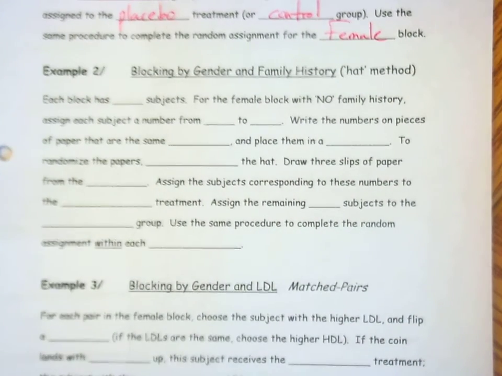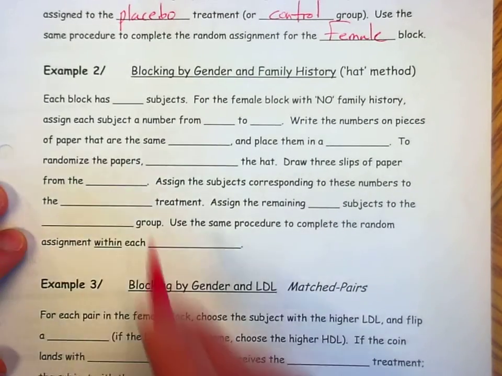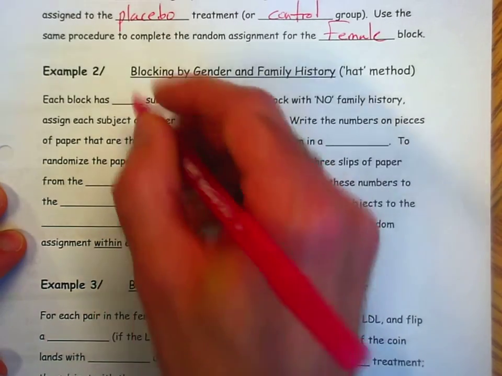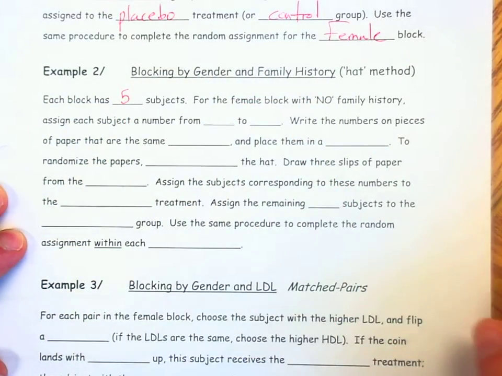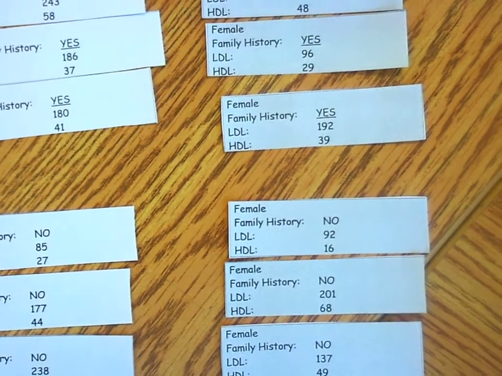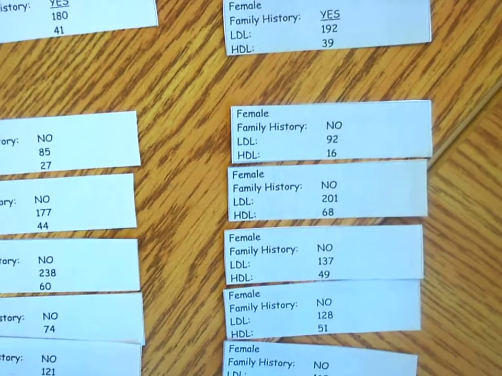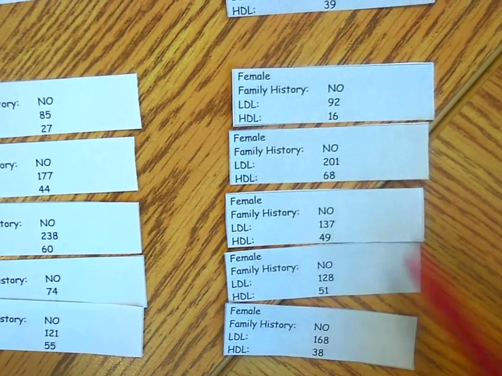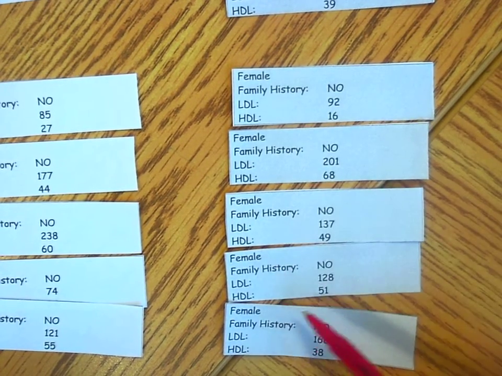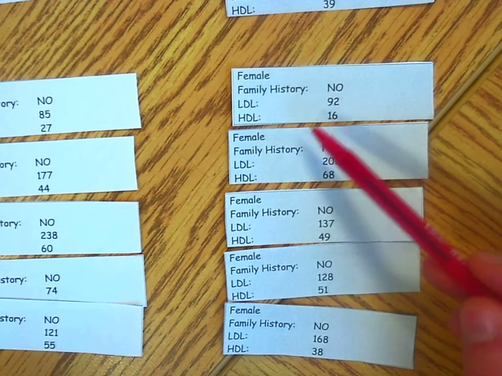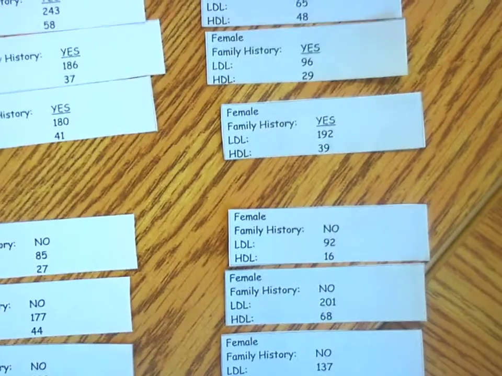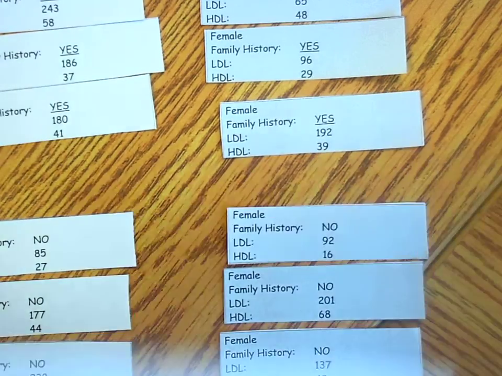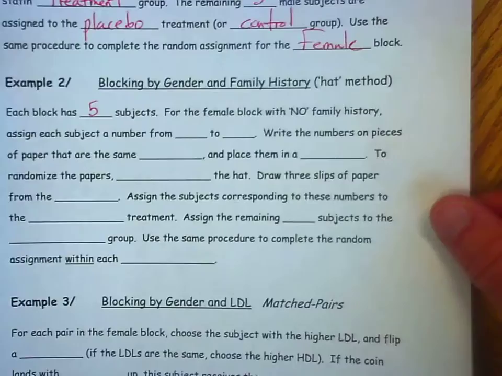So you could simply take each block, which has 5 subjects. So for this case, let's look at the female block with no family history. So we're focusing on these 5 down here. We could just as easily focus on any other of these blocks of size 5. In this case, here's the female block with no family history. So it would be the same procedure for the other blocks.